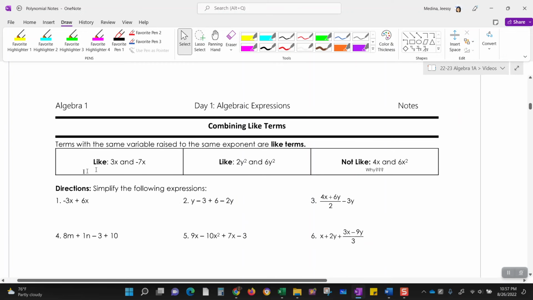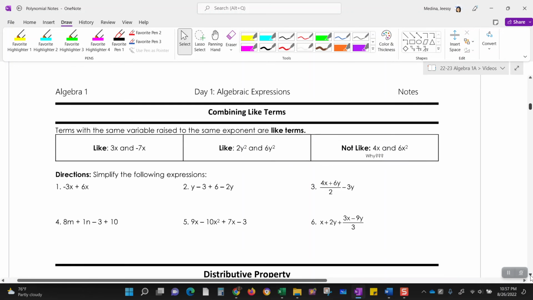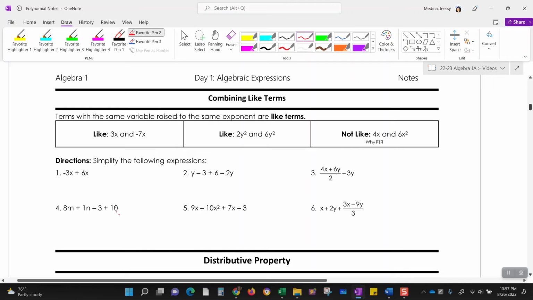All right, so in this section, we're going to combine like terms. What do we consider to be like terms? That would be the ones that have the same variable, and the variables are raised to the same exponent. Terms with the same variable that is raised to the same exponent are called like terms. For example, 3x and -7, while the coefficients, the 3 and the -7 are not the same, the variable is the same. This is x raised to the first power, and this is also x raised to the first power.